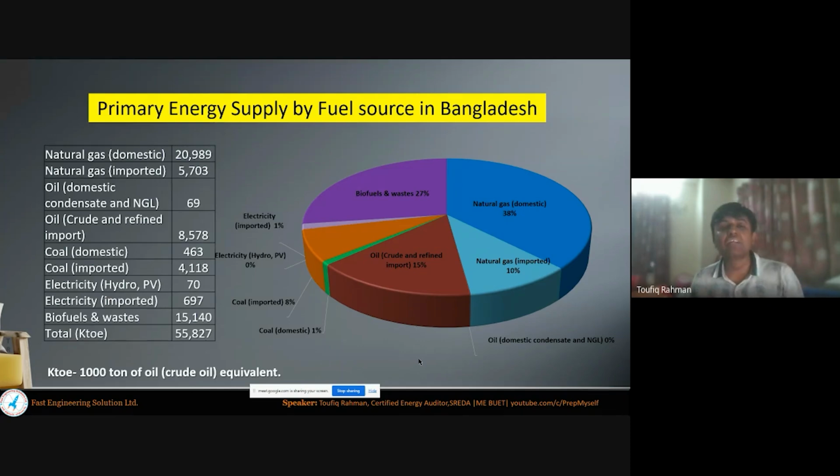Actually, another unit we use is called ton of oil equivalent. Maybe you are not familiar with this unit of energy. Ton of oil equivalent means 1 ton of crude oil, which has to be refined to prepare diesel or petrol.